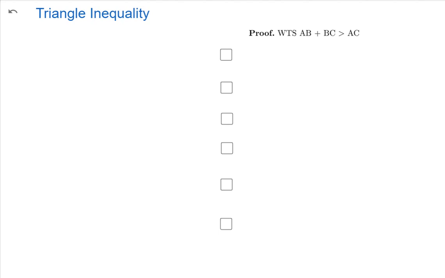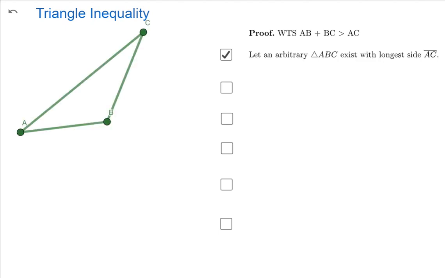The triangle inequality is famous not just in geometry, but across all mathematics, and you'll see it in various forms. But the triangle inequality really does relate to a triangle. And the idea is that if you have an arbitrary triangle, then the length of its longest side is still less than the sum of the lengths of the other two sides.